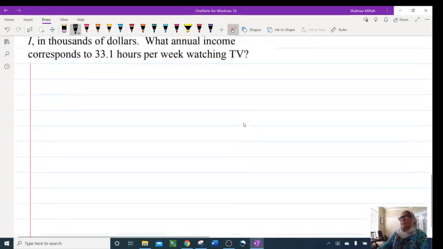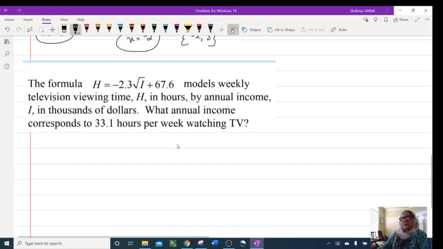Okay, let's do this application problem. Read the question first. It says the formula H equals negative 2.3 square root of I plus 67.6 models weekly television viewing time H in hours. So we're going to underline this H. That's the television viewing time in hours, by annual income I, which is income in thousands. What annual income corresponds to 33.1 hours per week watching TV? This is again H, that's the viewing time. So they're looking for income I.